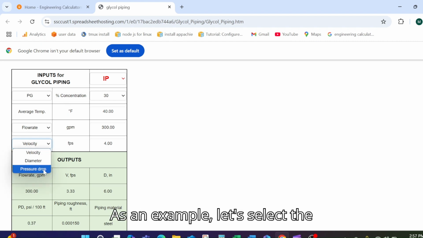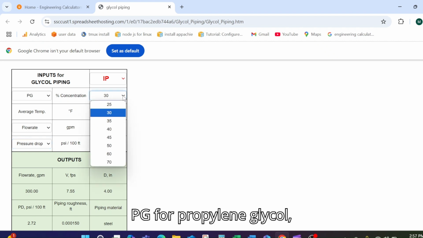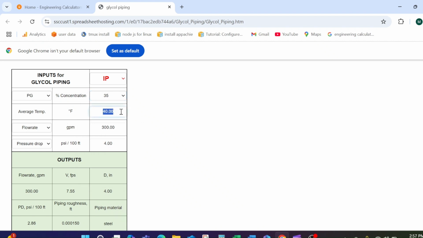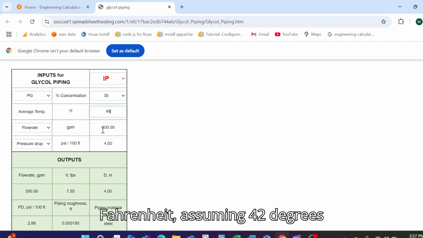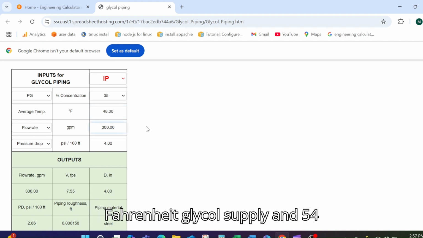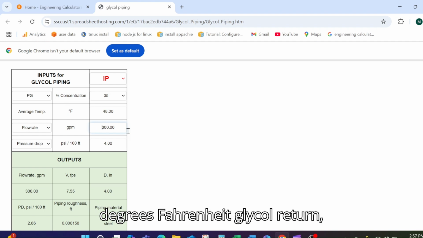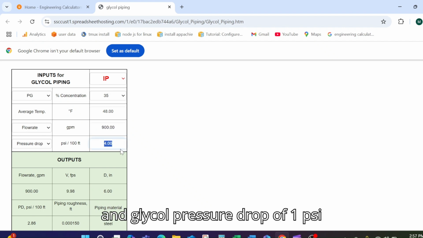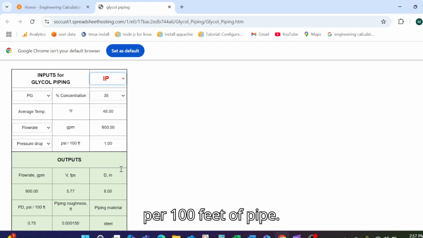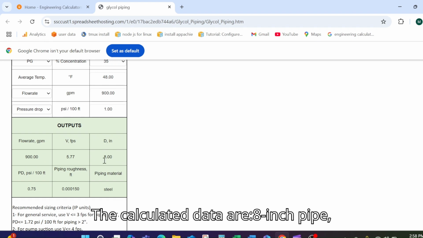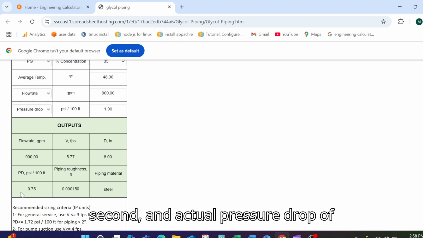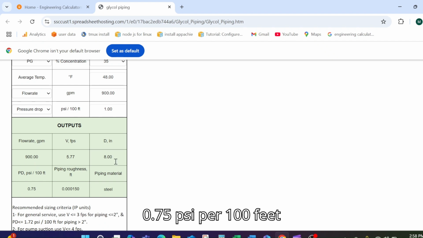As an example, let's select the PG for propylene glycol. Mixture concentration of 35%. Average temperature of 48 degrees Fahrenheit, assuming 42 degrees Fahrenheit glycol supply and 54 degrees Fahrenheit glycol return. Glycol flow rate of 900 GPM. And glycol pressure drop of 1 psi per 100 feet of pipe.